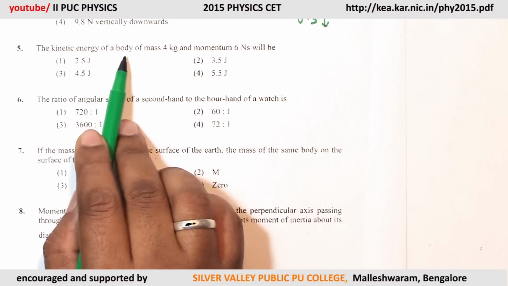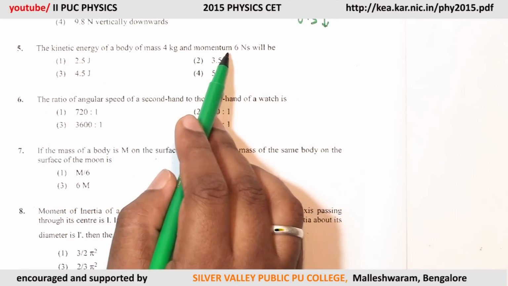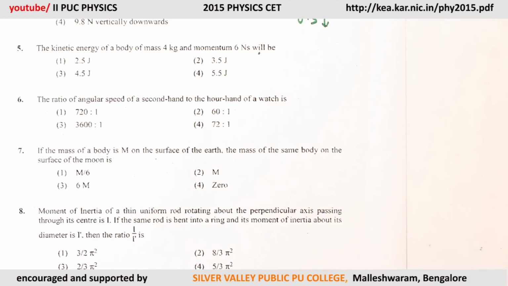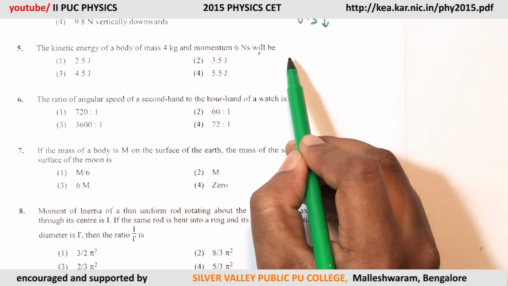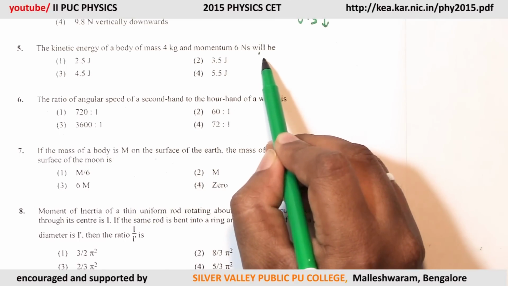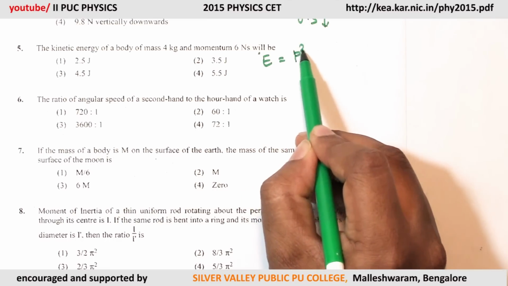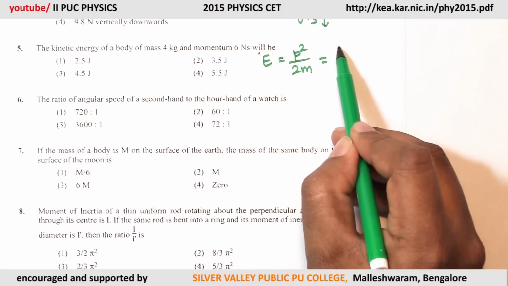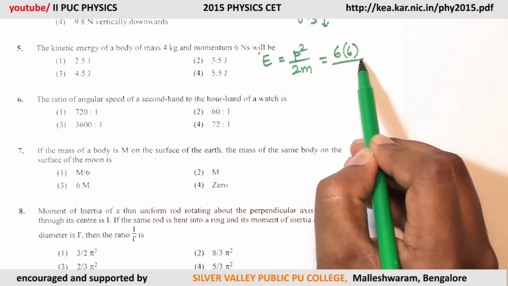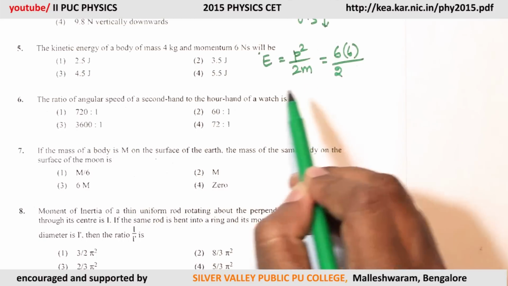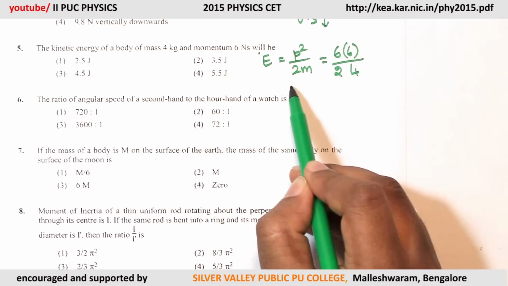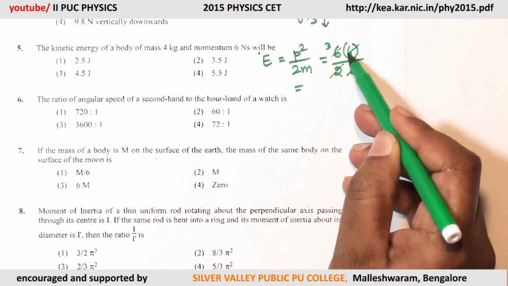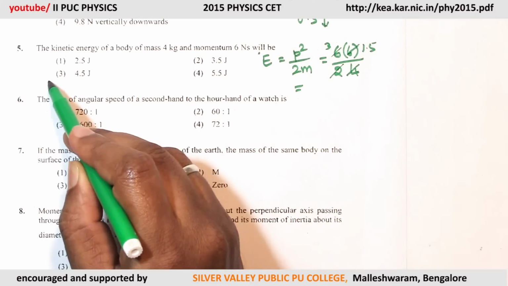The kinetic energy of a body of mass 4 kg and momentum 6 newton second will be. Kinetic energy in terms of momentum: kinetic energy is equal to p square by 2m. Momentum is 6, so 6 into 6 by 2 into mass, which is 4 kg, equal to 4.5.